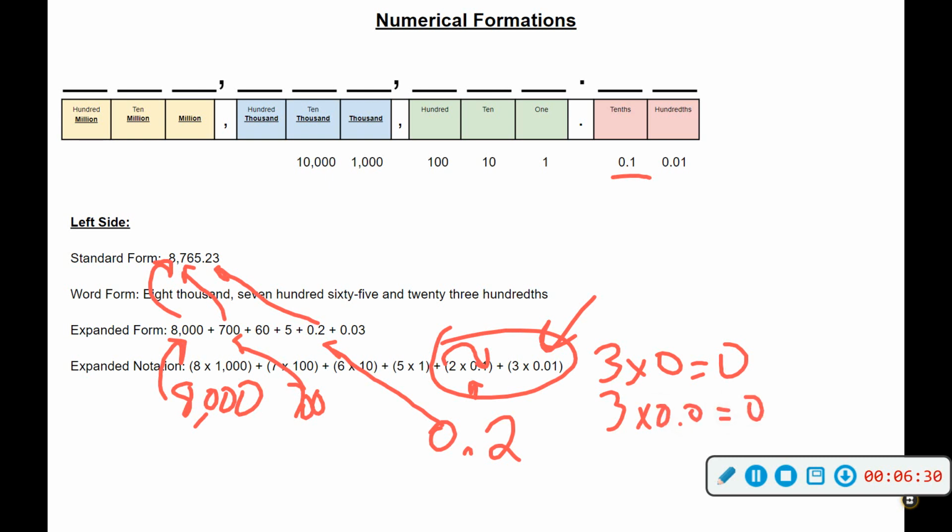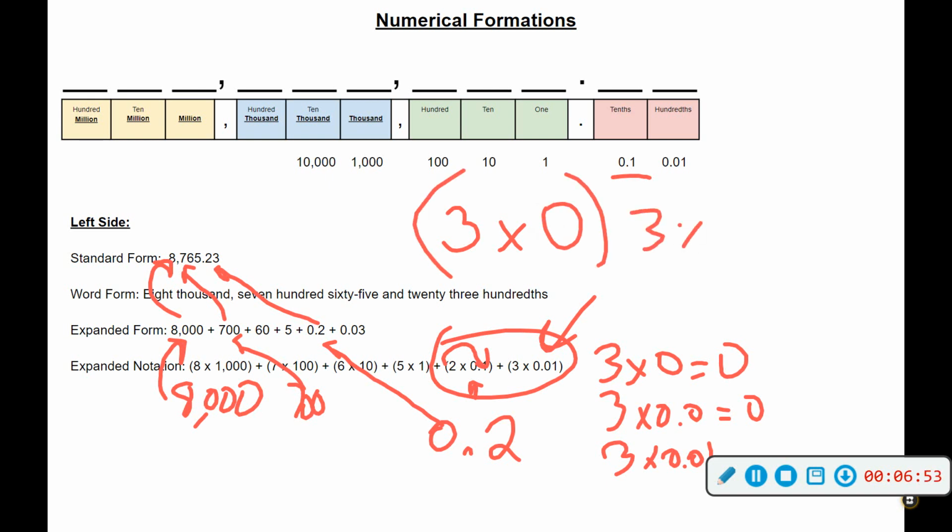0.0 is still going to be 0. It all continues until we finally get to 0.01. That's where the 1 changes to occupy a 3. This is known as the distributive property. This is 3 times 0, 3 times 0.0, and 3 times 0.01.